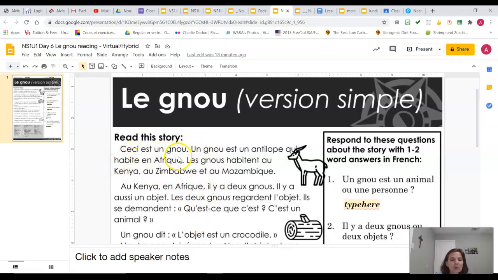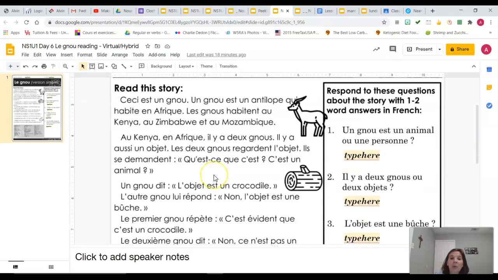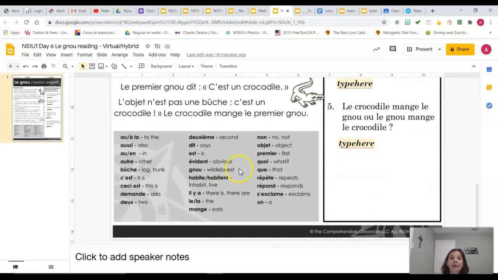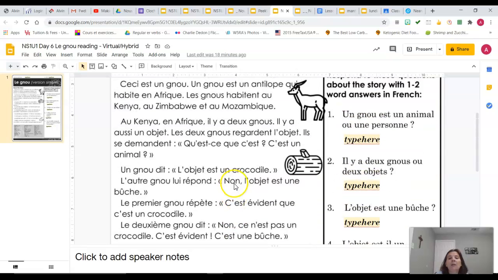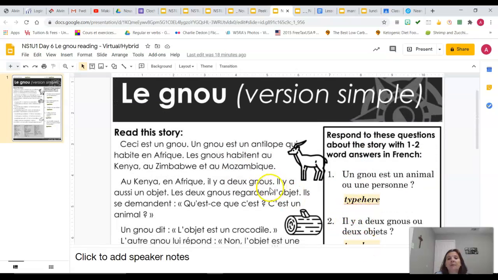Ceci est un nous. Un nous est un antilope qui habite en Afrique. If you don't remember what habite means, look down here. I'll bet you it's down here. Look at there. Habite, inhabit, or live. And that ENT for the plural is silent. It's habite still. Okay? So just type your answers here. So this is one choice.